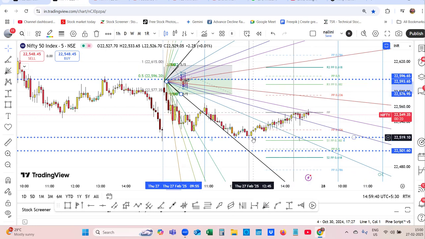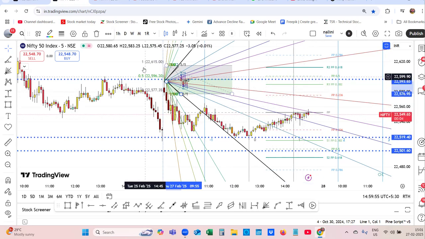and the 22,000 call option, that is the 450 call option, rallied from 84 to 103. So you could have captured this move also in the market.